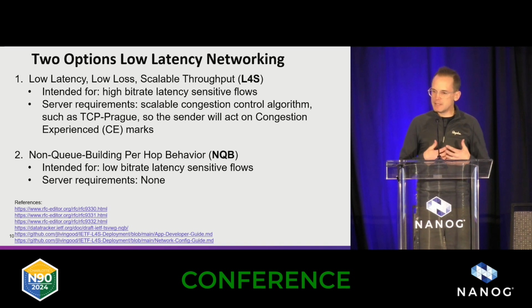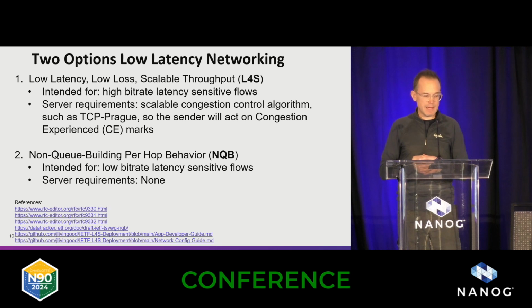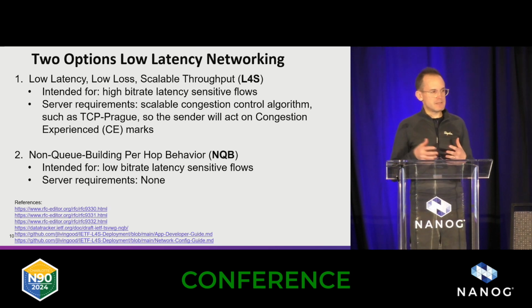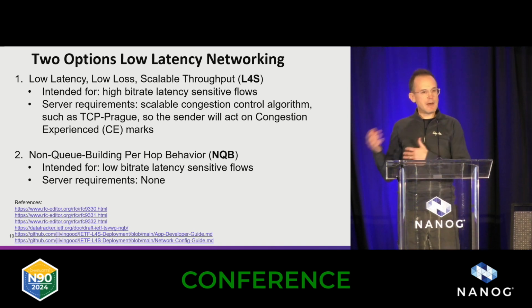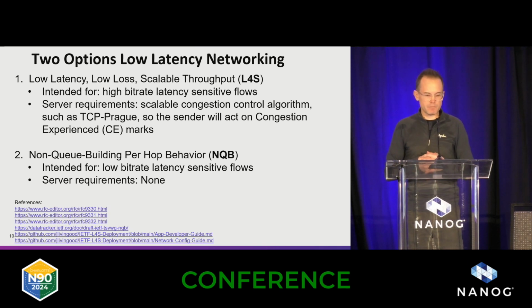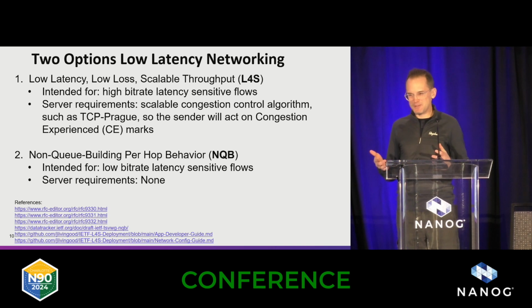But non-queue building is essentially for low bit rate traffic. Think of DNS queries as an example. So there are a lot of types of traffic that are in that kind of category. No requirement on the server side. So that is sort of one of the benefits. You could implement this on the client and not have to do anything on the server side, which can be helpful in some respects.